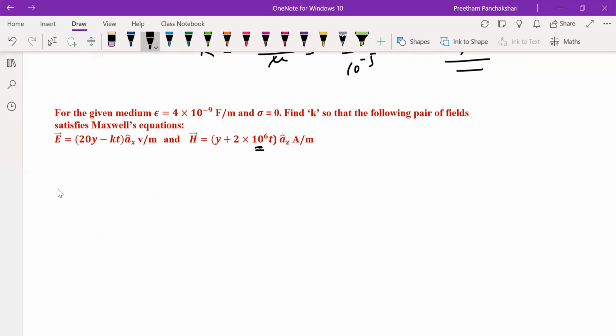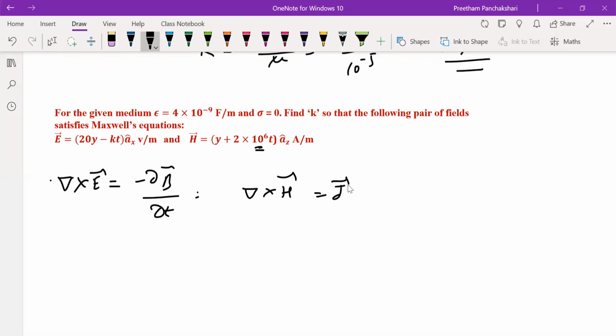So which Maxwell's equation to use? Let us copy both the Maxwell's equations. Minus dou B by dou T. Another one is curl H, conduction current, dou D by dou T. Look at where K is. K is with T in E. So E has to be differentiated with T only.